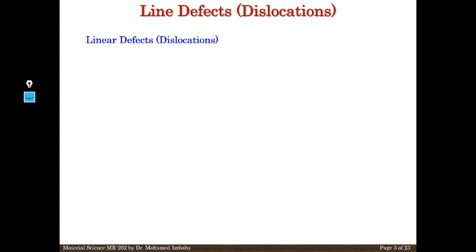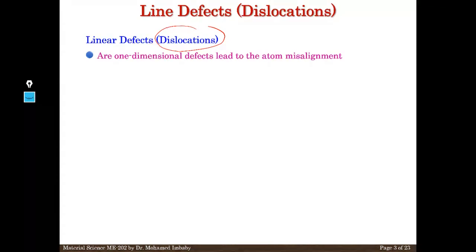So linear defects, or called dislocation, is very important to understand the word, because as I told you from the beginning, material science has many terminology. You're supposed to know at least most of them. These are one-dimensional defects. If you remember, in vacancy or point defects, we have one atom, not only one atom, billions of atoms are missing in their place. This is called point defect. But if I have a line of missing atoms, this line is called dislocation.